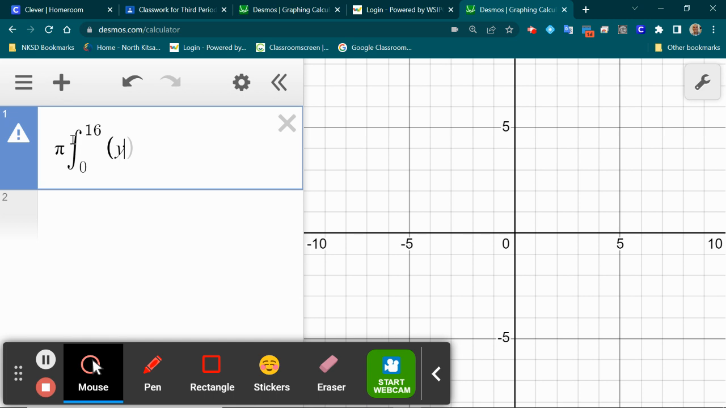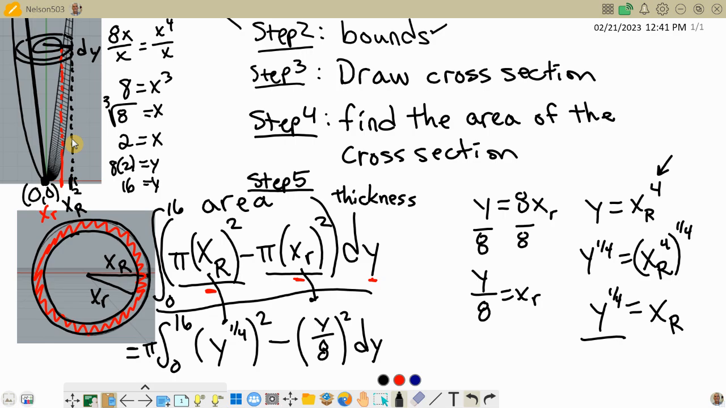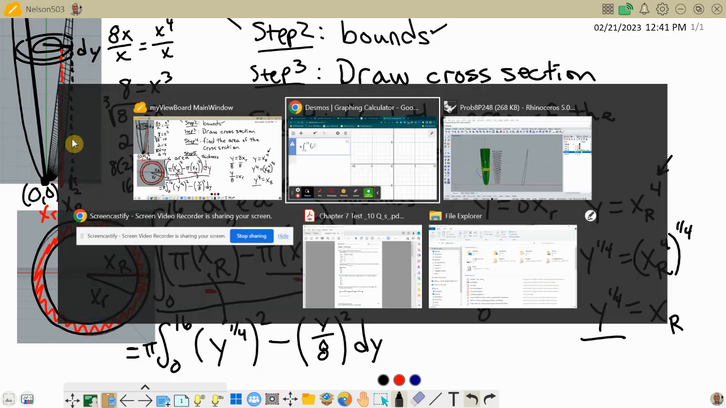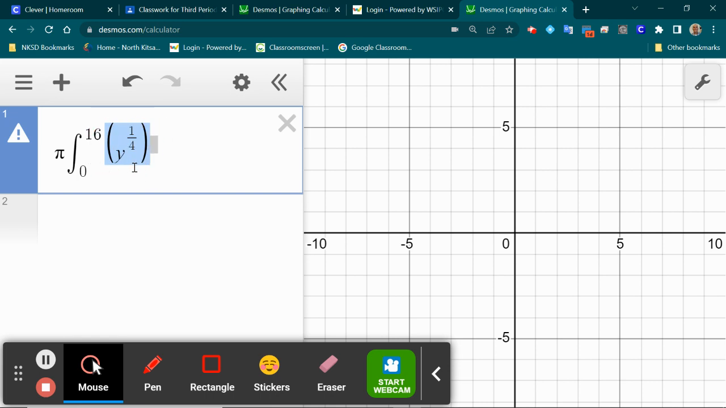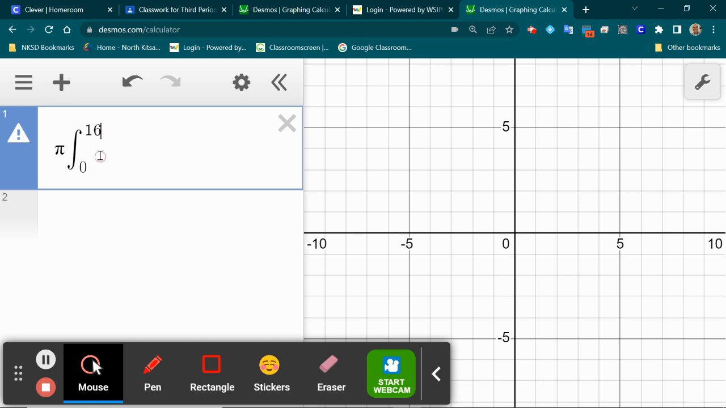So I'm going to go y to the 1/2 power, right? Well, let me switch back over here. What was it again? It was y to the 1/4 power. And then we're going to square that. So I get in there and go 1/4, and then we're going to square it all, right? So I close my parentheses, squared. That didn't work. Let me try that again. Let me get exponent. Control X. Cut that out of there. Let's go back down here and try it again. So Control V.